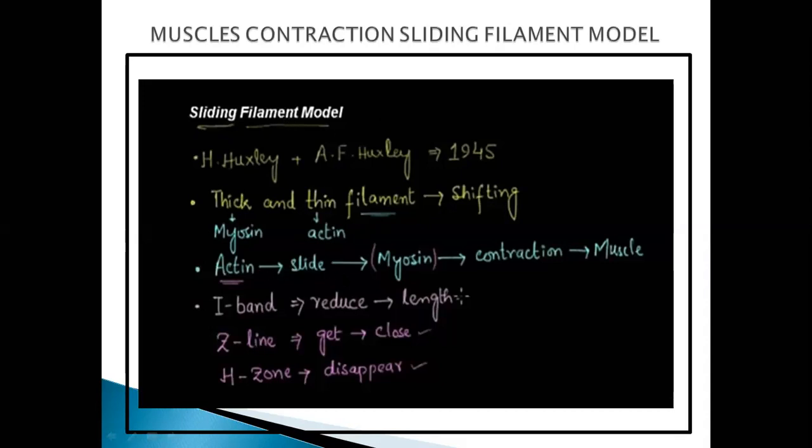What happens actually? You can see that actin slides on the myosin. When this is happening, the actin light band slides over the myosin dark band. What happens? The contraction process of muscles takes place. In this way, these three things happen. First thing is the I band is reduced in length.